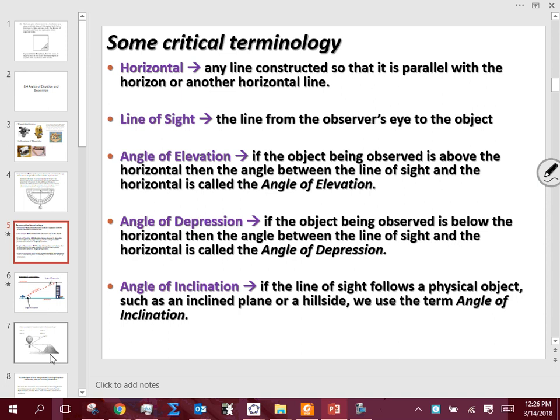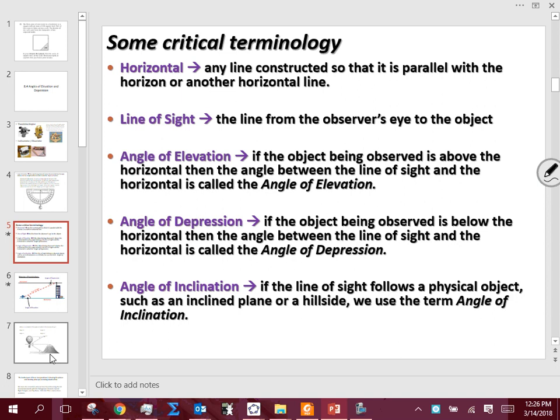An angle of depression is the same thing, but now depression means going down, right? So angle of depression will be made with a horizontal and the line of sight when looking down at an object, okay?